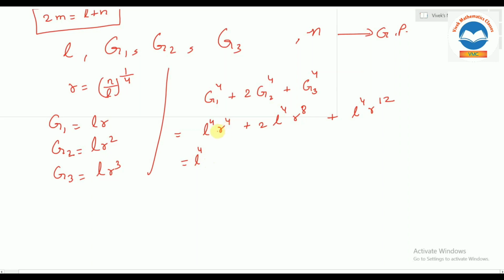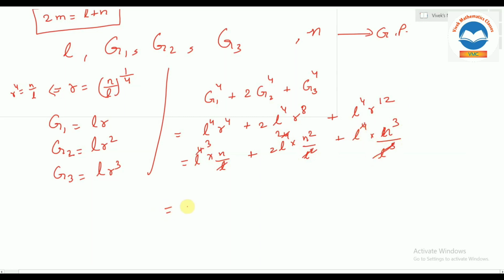And here this R to the power 4, what can we write from here? From this we can write R to the power 4 will be equal to n by L. So in place of R to the power 4, I will write n by L. n by L plus 2L to the power 4, and here also I will write n square by L square plus L to the power 4 into n cube divided by L cube. So we'll cancel out. Here if you cancel out 3 power, you'll get here square and here 1 power.